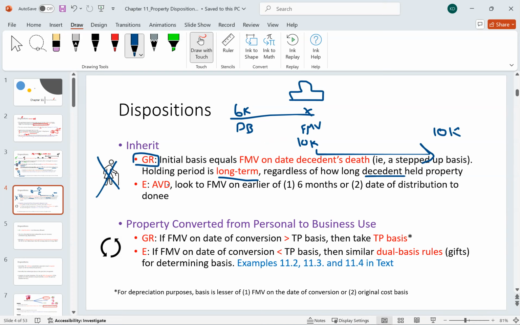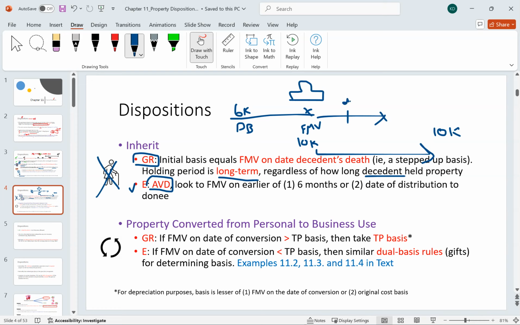We do have an exception. The general rule here is the fair market value at the date of death, but you can also pick this alternative valuation date, where essentially they go out 6 months, and they look at when the property from the estate was actually distributed. What was the earlier of the two, 6 months or that? And you would pick the fair market value on those dates.